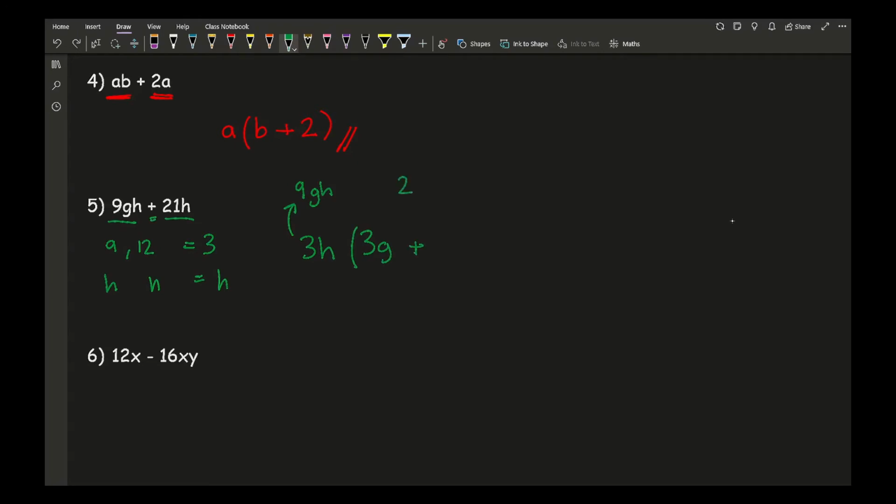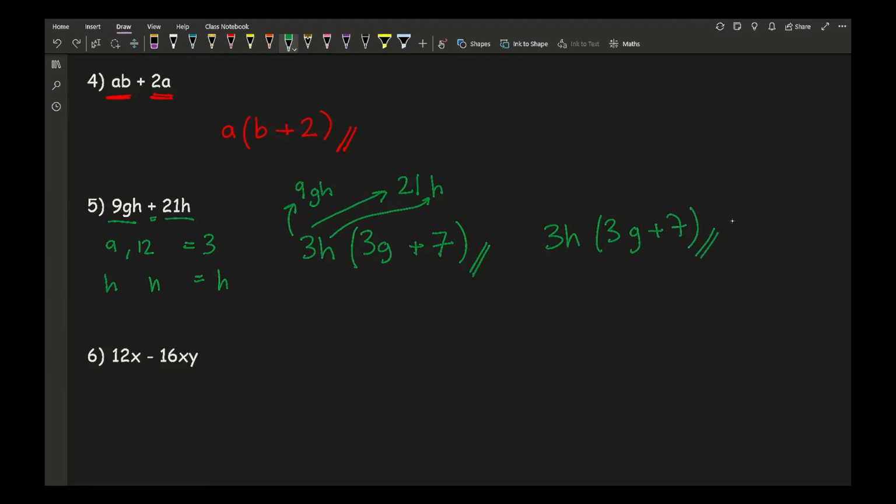Now the next thing I then need is 21H. So to get from 3 to 21, well, I need to multiply by 7, and I've got 1H and I want 1H, so that's absolutely fine. So that there is my final answer. The final answer there would be 3H and then 3G plus 7 in brackets.